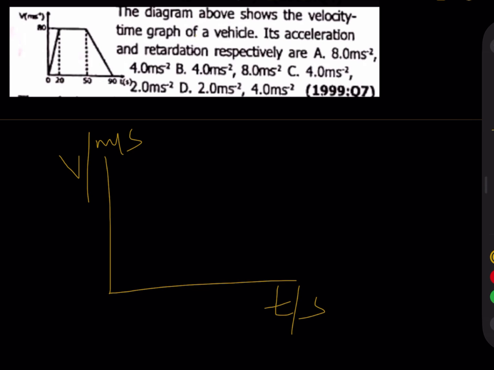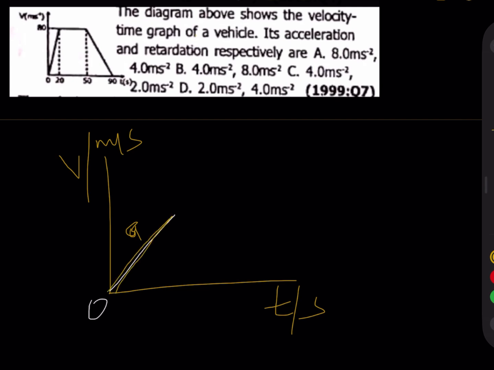Now for the first 20 seconds of the vehicle moving, we call it acceleration. That is from 0, the first 20 seconds of the motion of the vehicle. The body accelerated uniformly, that is, equal change in velocity with equal time interval. So that's what we mean by uniform acceleration. That is, the body moves with uniform acceleration.